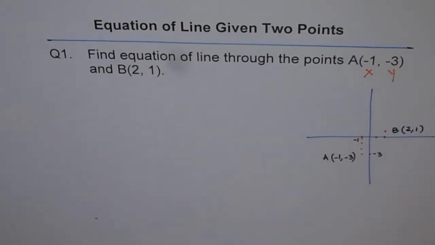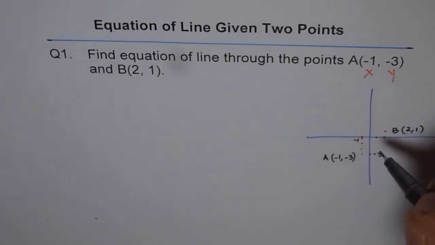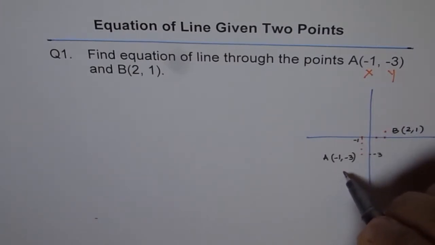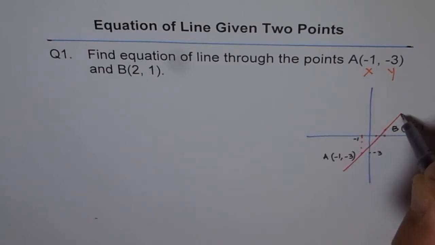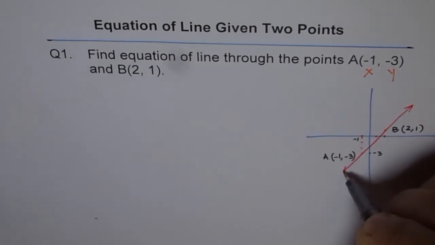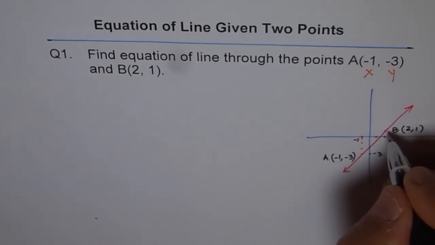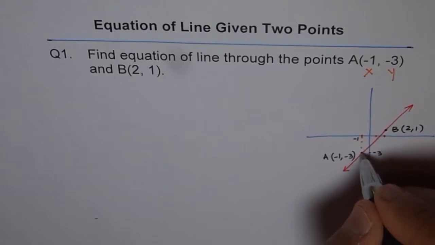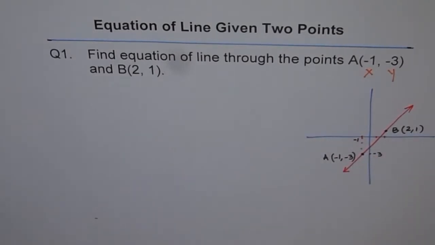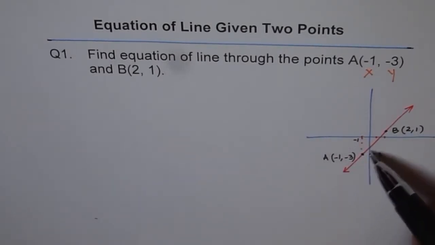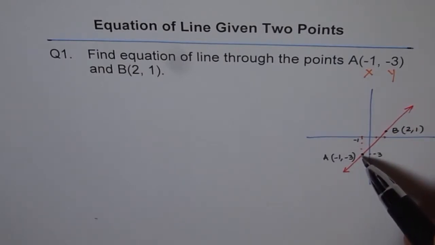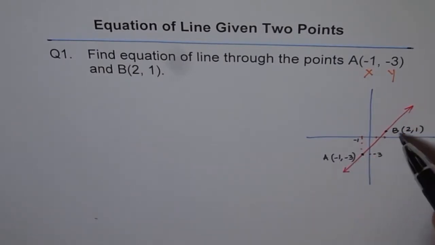Now we can join these two points. If you join them, you get a line, right? So let me join these points and extend the line. And let's mark them clearly. So these are our two points. We are supposed to find the equation of this line, which passes through point A, which is (-1, -3), and point B, which is (2, 1).